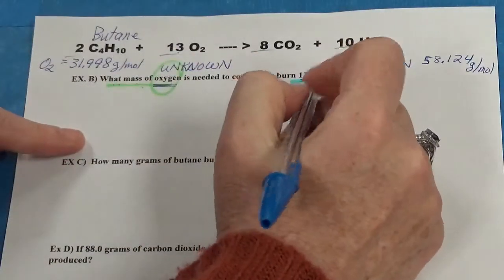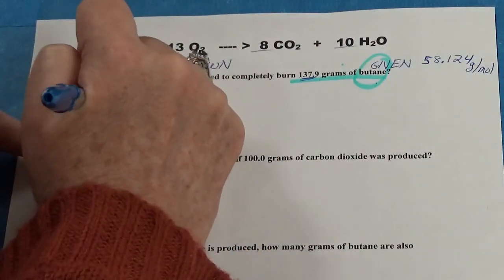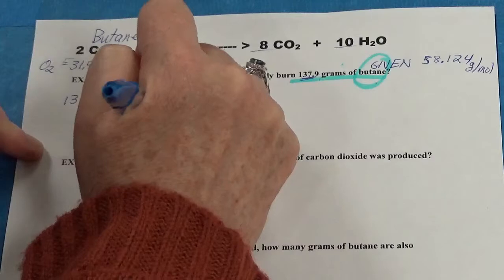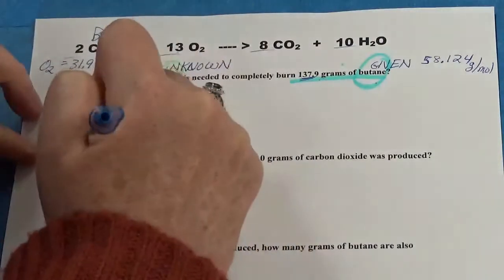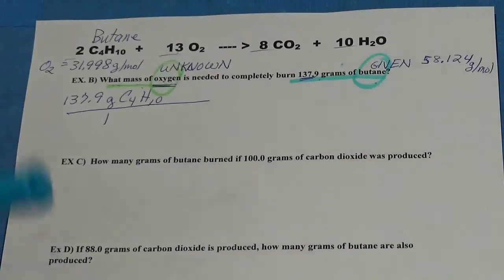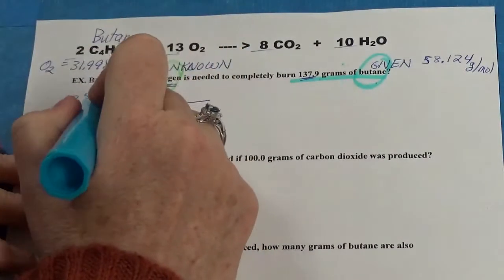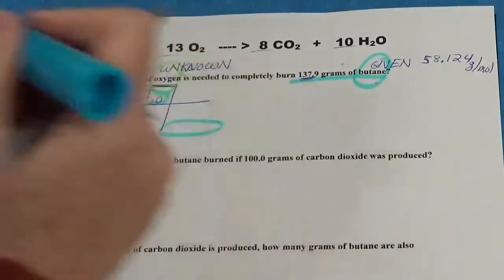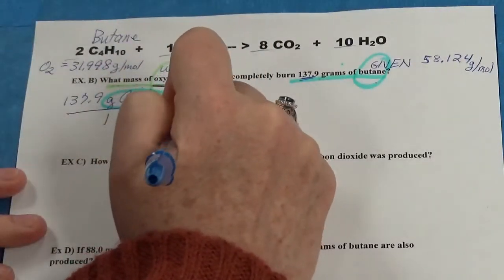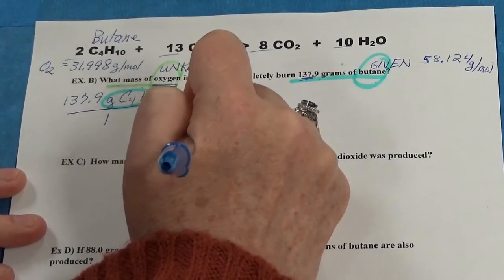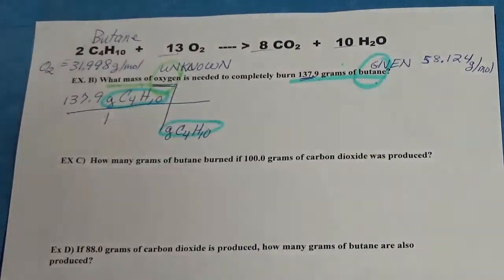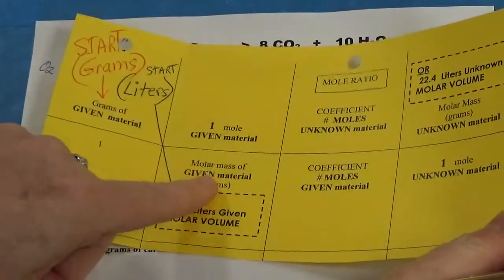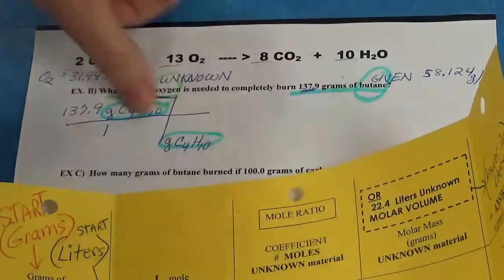I'm going to start with the given: 137.9 grams of butane, which is C4H10. Let's put this over 1. We always put the given over 1 anyway. Now, you know that we do not want grams of butane in our answer. That means we need to cancel it to the bottom of the next column. Grams of butane, cancel it out, get rid of it. And if we follow the foldable, it also says that when you start with grams, the molar mass of given, or basically the grams of given, will be the next unit, and that's how we'll cancel it.